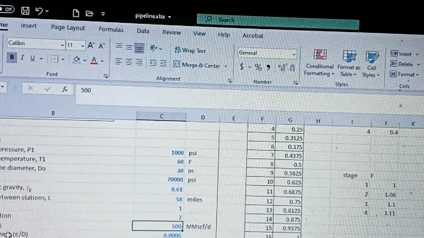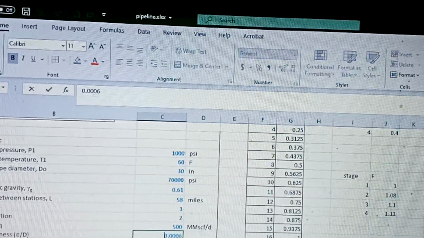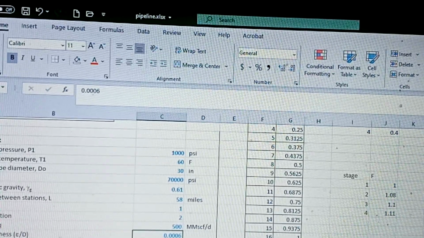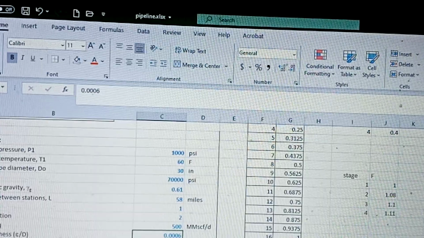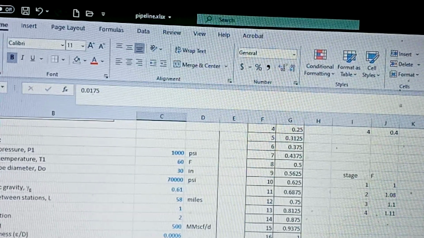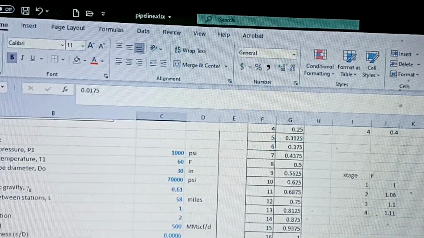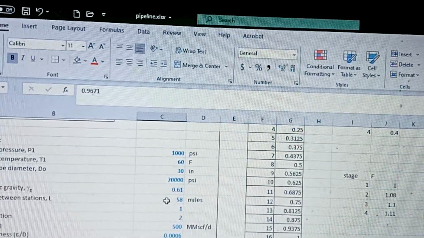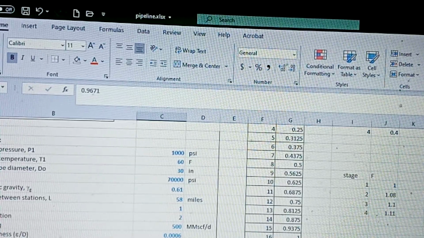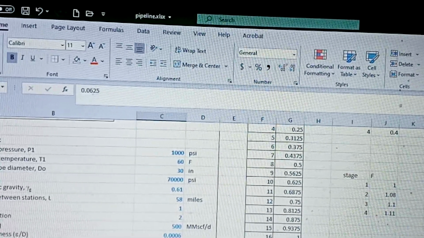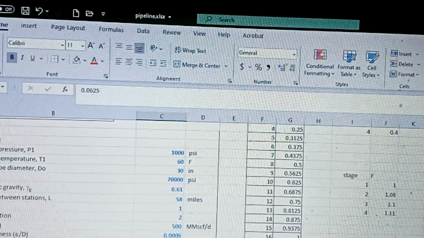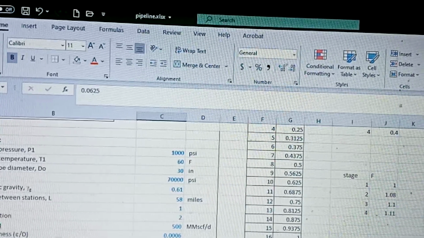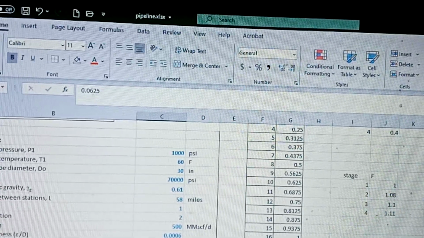The pipe roughness is 0.006. We're not going to use that directly in the calculation, but we're going to use it to find the Moody friction factor. I'll show you that in just a bit. Now, let me recalculate the Z, because I changed the specific gravity to 0.61. Then this is the coating: I'm applying an enamel coating of 0.0625 inches.